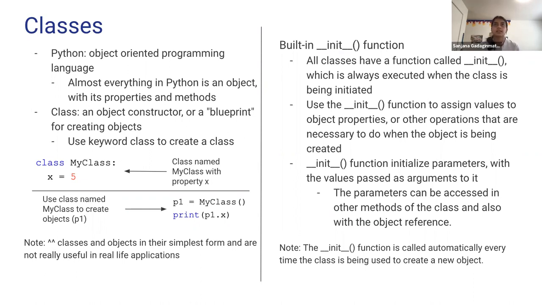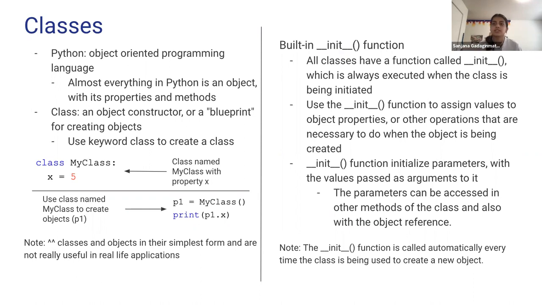So another thing about classes is you have the built-in init function. And all classes have a function called init. And it's always executed when the class is initiated. You use the init function to assign values to object properties or other operations that are necessary to do when the object is being created. So I'll explain this in an example later on. An init function usually initializes parameters with the values passed as arguments to it. And the parameters are accessed in other methods of the class, also with object reference.